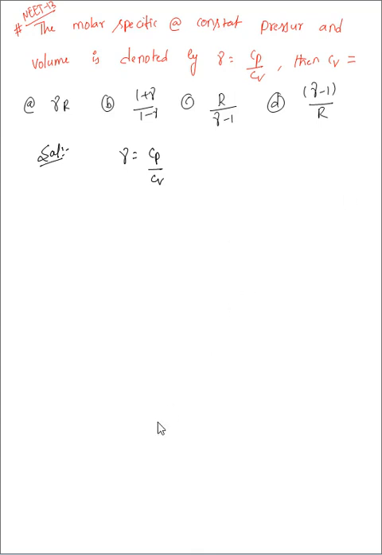So what we can write here, from here Cp can be written as gamma times the Cv. You know Mayer's formula, Cp minus Cv equal to R. I am going to take this value and substitute in this equation. So gamma Cv minus Cv equal to R. From this equation I can take Cv common, Cv into gamma minus 1 equal to R.